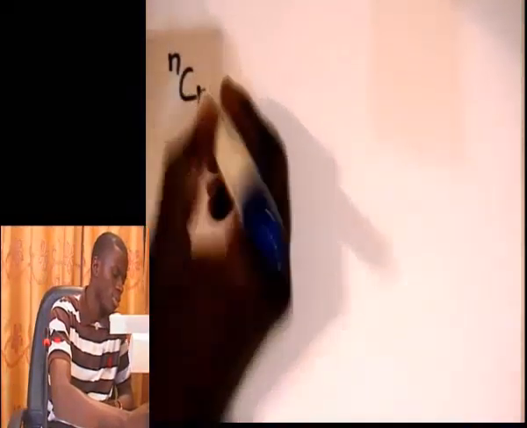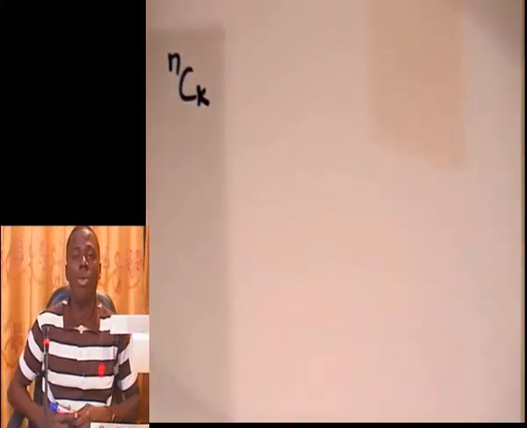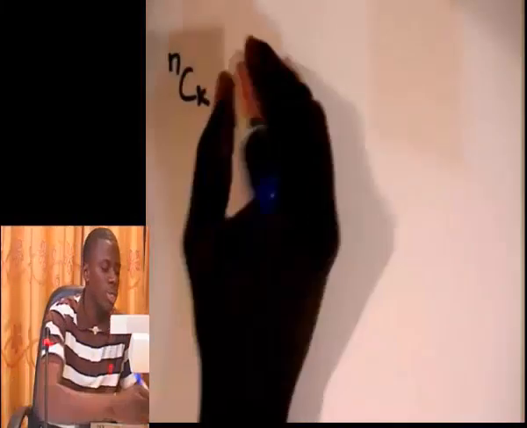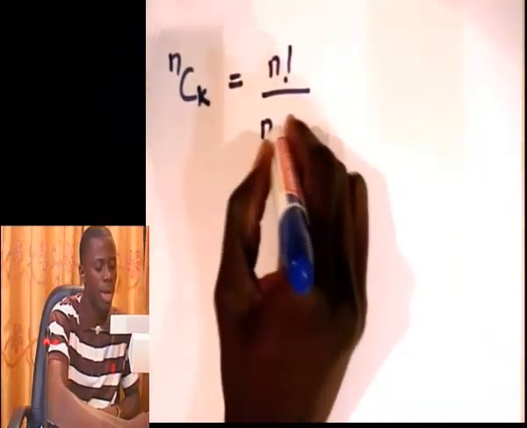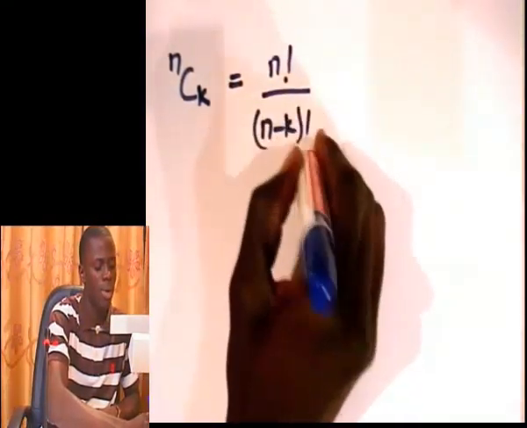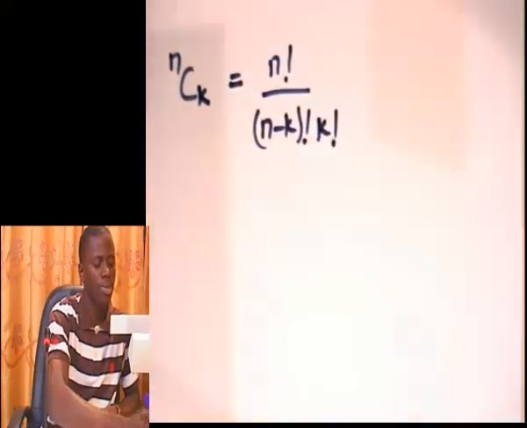So let's look at now. If you want to select k objects from n distinct objects, if you have n objects, I want to select k out of them, that is n combination k. As I said earlier, the combination has to do with selection. So this is given by n factorial over n minus k factorial times k factorial.